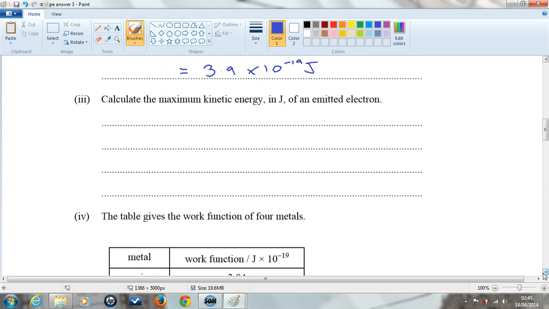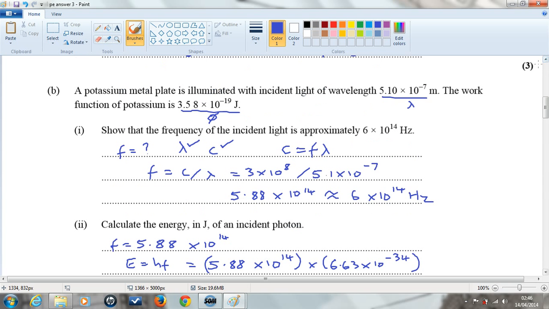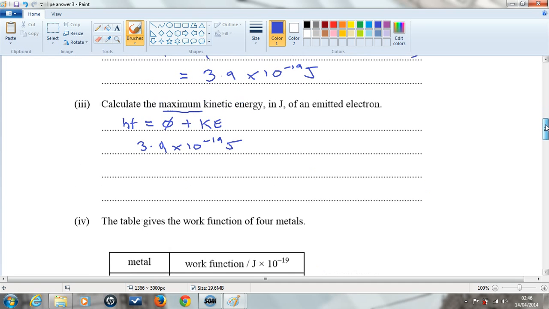Then it wants to know the maximum kinetic energy. Well, I know that if a photoelectron is emitted, then the energy of the incident photon, hf, is going to be equal to the work function of the metal, the minimum energy required to release a photoelectron, plus the kinetic energy. Any extra energy left over from taking the work function away from the energy of the photon gives me the kinetic energy, or rather the maximum kinetic energy. Now I worked out the energy beforehand was 3.9 times 10 to the minus 19 joules. And we were given the work function, which was 3.58 times 10 to the minus 19.